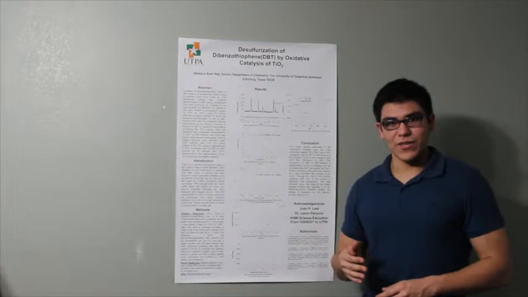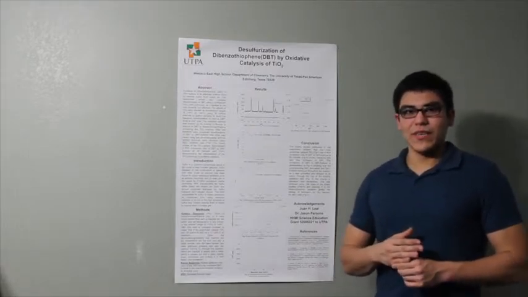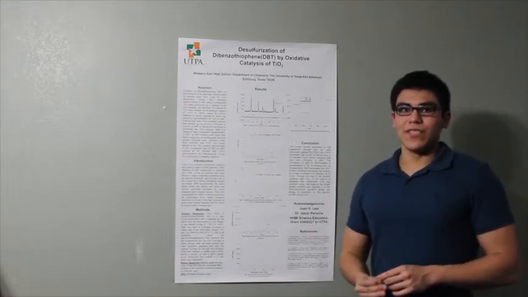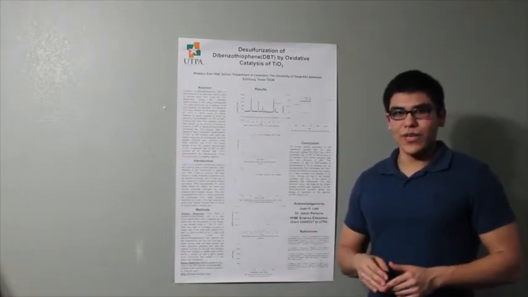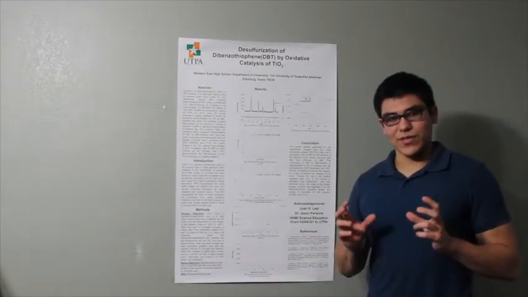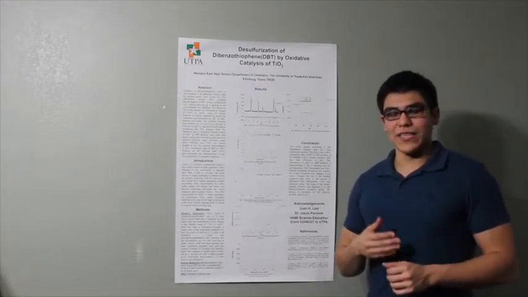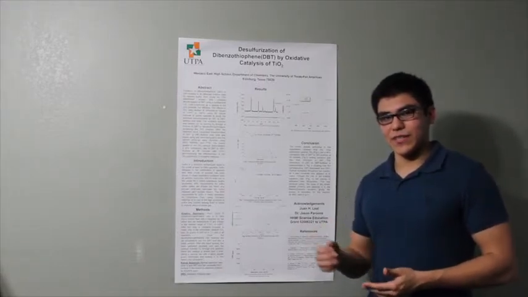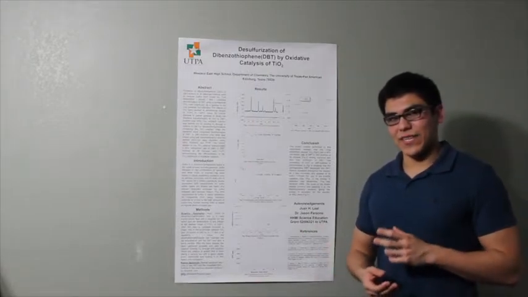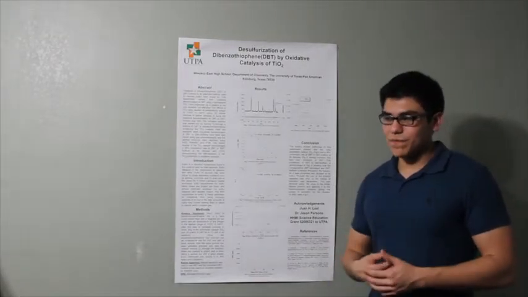Let me start off by telling you what we did. We did desulfurization of DBT through oxidative catalysis of titanium dioxide to DBT sulfone. Now, DBT was used to simulate crude oil, because DBT is one of the hardest substances to remove sulfur from, and a lot of engineers and chemists use DBT as a simulation in the labs. And they use dihydronaphthalene, a chemical solvent used to dissolve the crude oil readily.